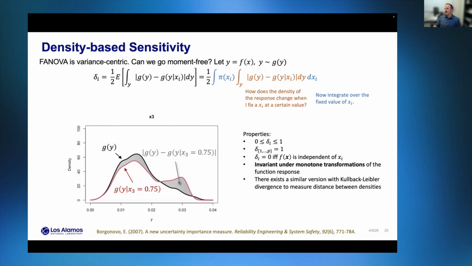Okay, another thing you might be thinking is, well, difference between densities, that's also natural to think about with something like Kullback-Leibler. And you can do that here. The people that developed this have shown some cool approaches using that kind of approach. Borgonovo and company have done a lot with that.